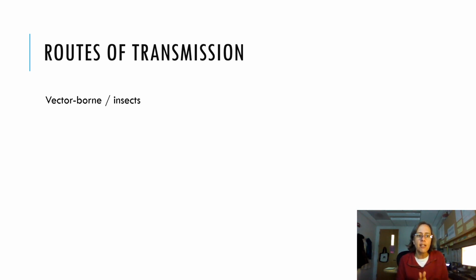So some infections are vector-borne, meaning that they are transmitted by insects that bite you. So one example would be Lyme disease, which is transmitted by tick bites. Another example would be malaria or West Nile or a bunch of other diseases like yellow fever and chikungunya that are transmitted by mosquitoes. So there are quite a lot of vector or insect-borne communicable diseases.